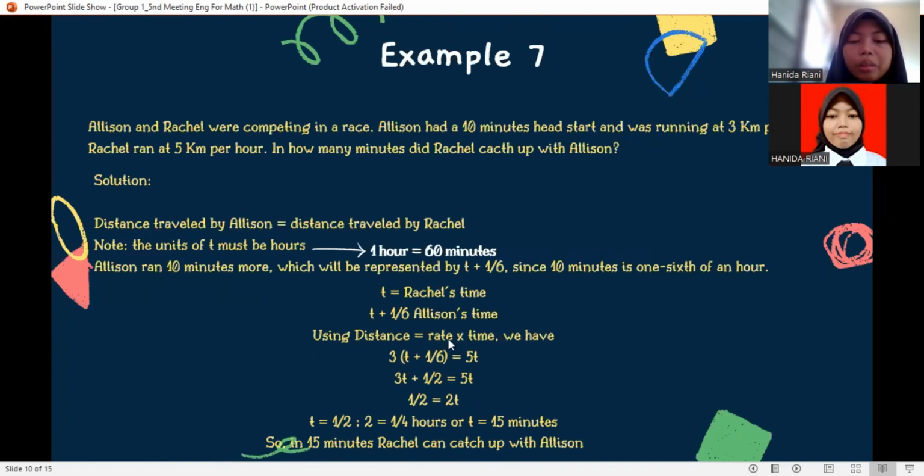Using distance equals rate times time, we have 3 times (t plus 1/6) equals 5t. 3t plus 1/2 equals 5t. 1/2 equals 2t. And we have the value of t is 1/4 hour, or t equals 15 minutes. So in 15 minutes, Russell can catch up with Allison.